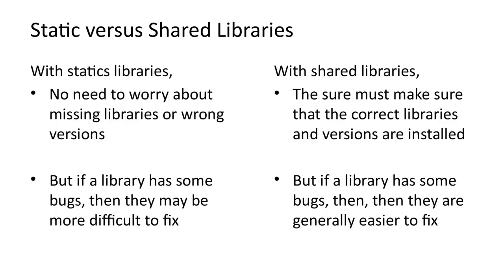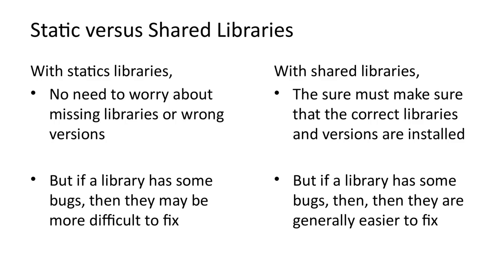There are pros and cons to each approach. With the static approach, the code is copied into your program. This means that you never need to worry about missing libraries and wrong versions. It also makes it easier for others to use your program, because they also do not have to worry about missing libraries or wrong versions. However, this makes bug fixing more difficult. To fix a library bug, you need to go into the copied code and fix it directly.